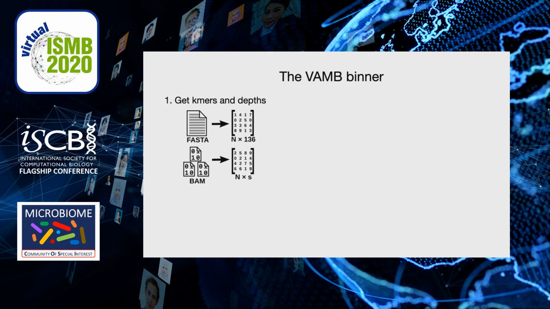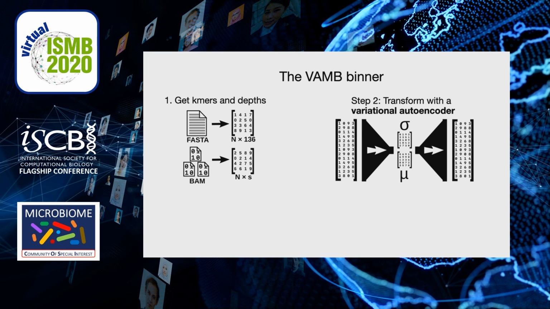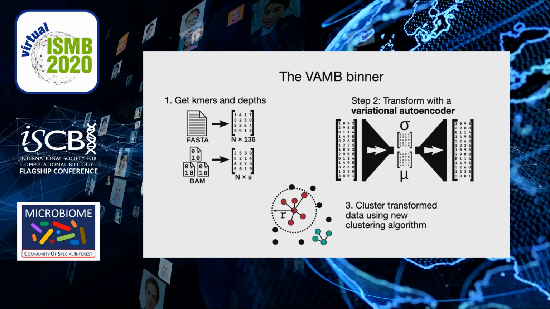The Vamb program works in 3 steps. In the first step, you calculate the k-mers and the depth from the input files, and you represent these data as matrices. In the second step, you transform the matrices using a variational autoencoder, which I will explain in a bit. In the third step, you cluster this transformed data using a novel clustering algorithm to obtain your original genomes.